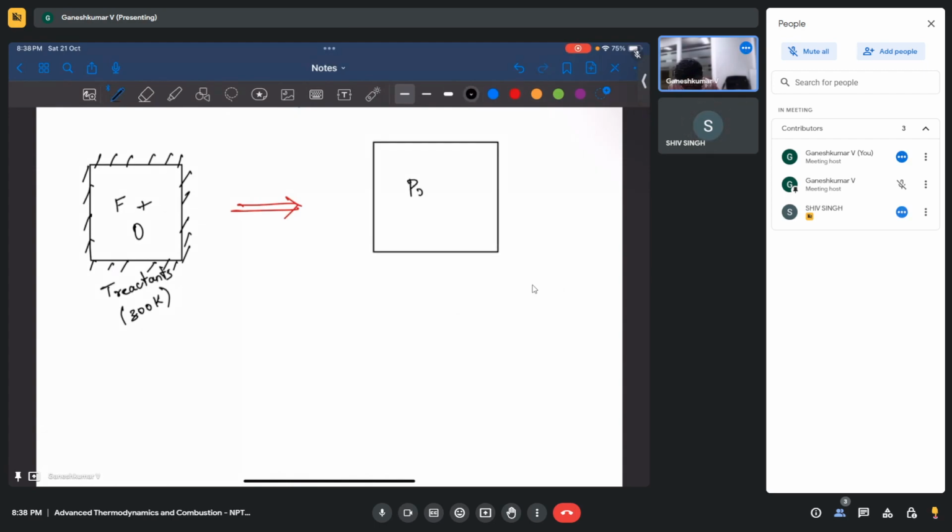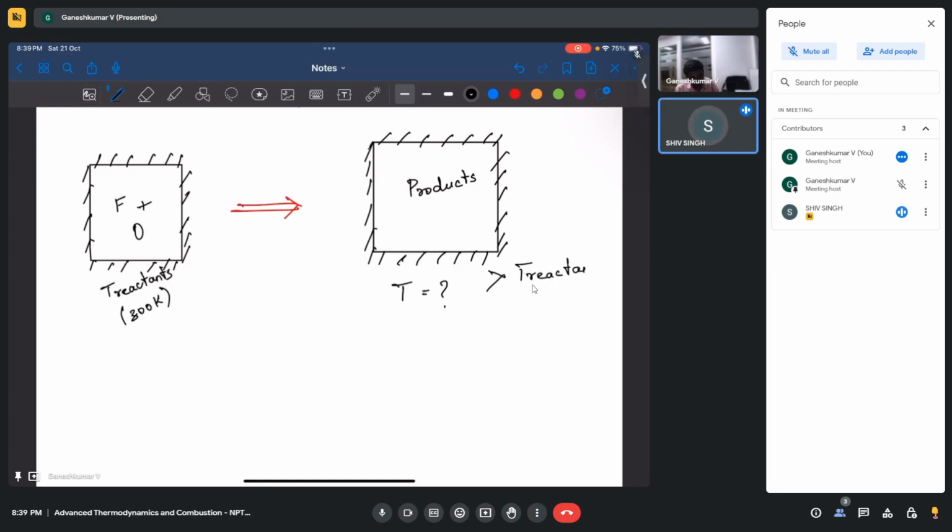It forms products, water comes. And this is still adiabatic, so there is no heat lost from the system. Okay. Now, what is the temperature? It would be greater than T reactants. Yes. This temperature is called adiabatic flame temperature.